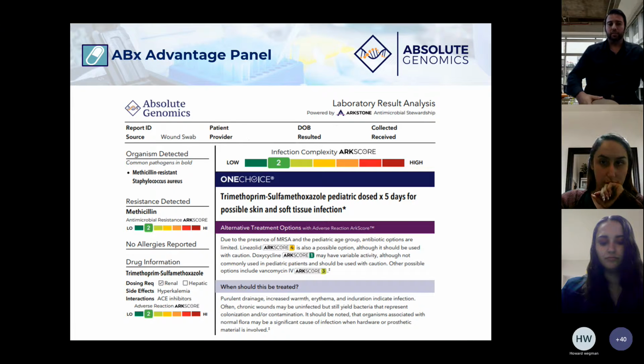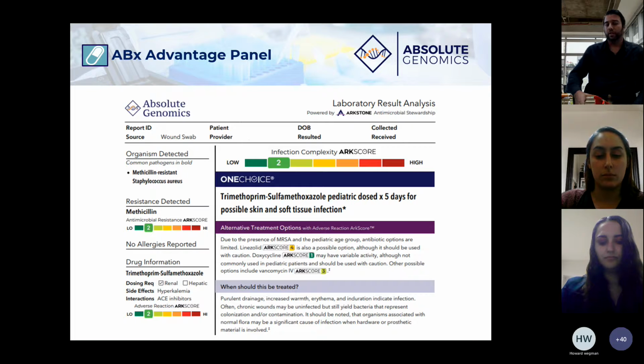The second thing on the report, on the left side, is the organism detected. As I told you before, we will mention which is the organism and what's the resistance mechanism, and under that it's the resistance detected. In this case it's methicillin, and again you see a score. We also tell you how complex the resistance is. In this case it's a common methicillin resistance. We are all very familiar with it.